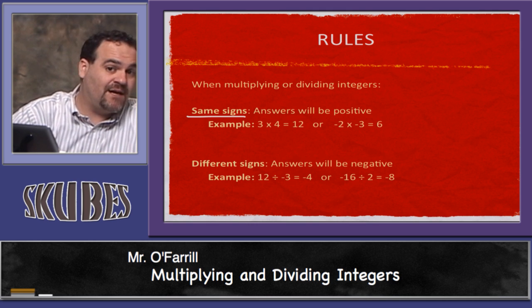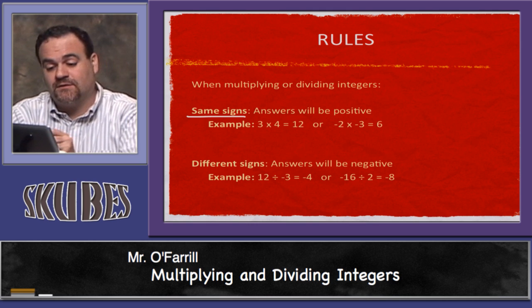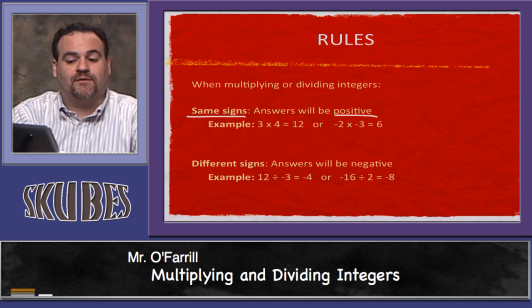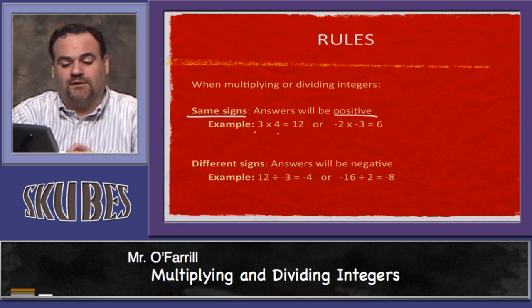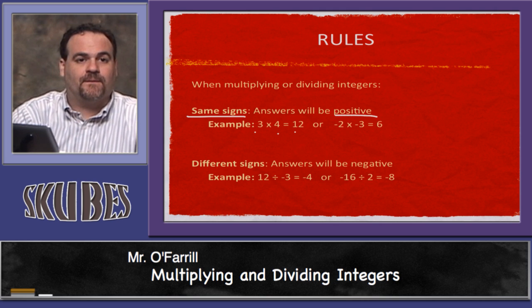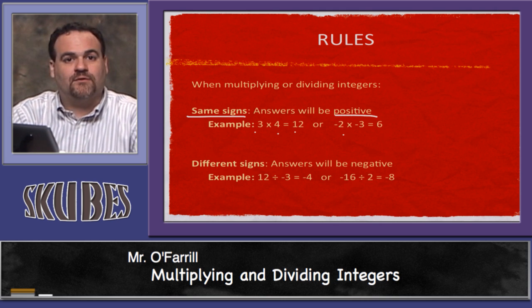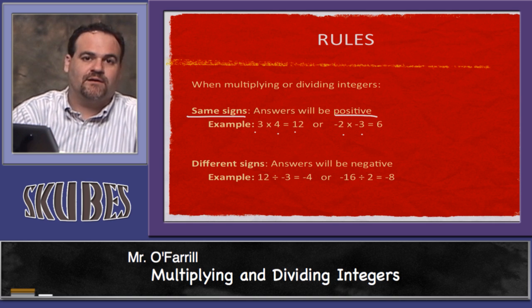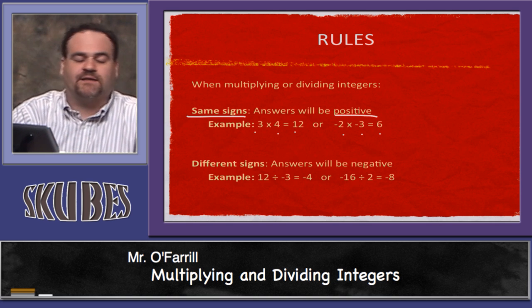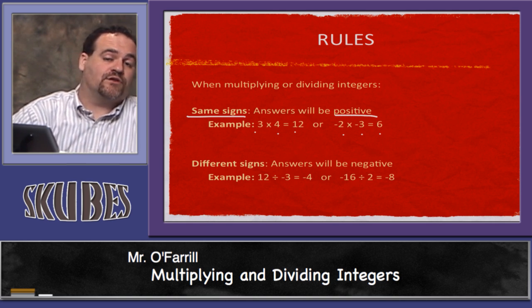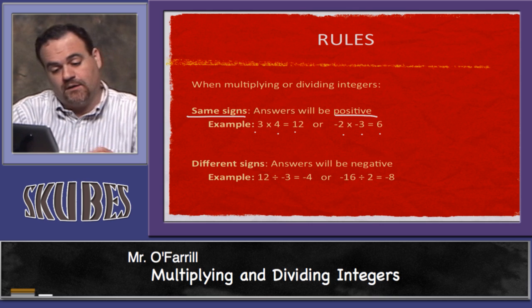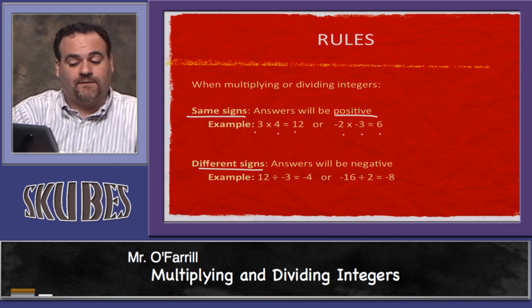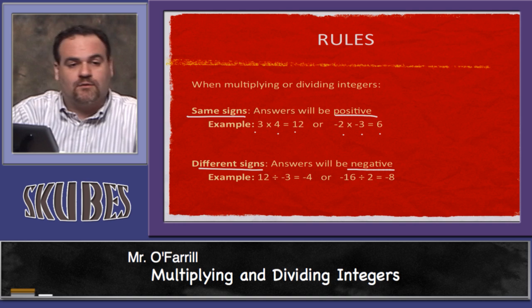If the signs are the same, the answer is positive. Positive 3 times positive 4 is a positive 12. A negative 2 times a negative 3 is a positive 6. As long as the two signs of what you're multiplying or what you're dividing are the same, the answer is positive.